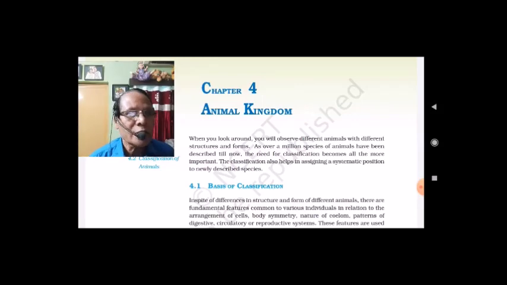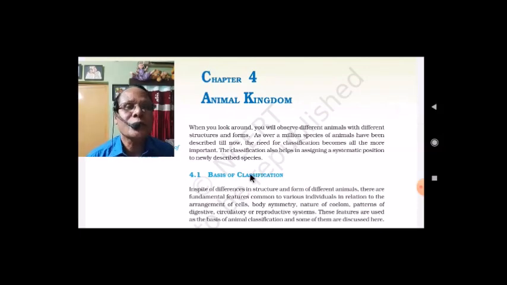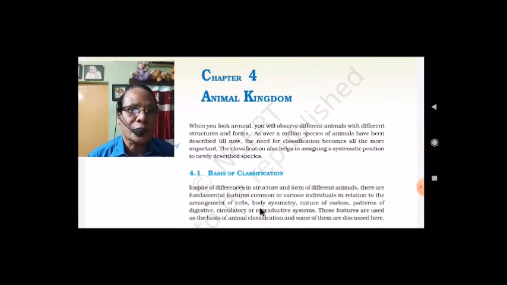Now, what is the basis for classification? So we need certain basic principles to classify the individuals. What are the bases? Number one, the arrangement of cells. How are the cells arranged? Either loosely arranged or compactly arranged to form tissues or organs. Number two, body symmetry. The nature of the symmetry, either radial, asymmetrical, or bilaterally symmetrical.